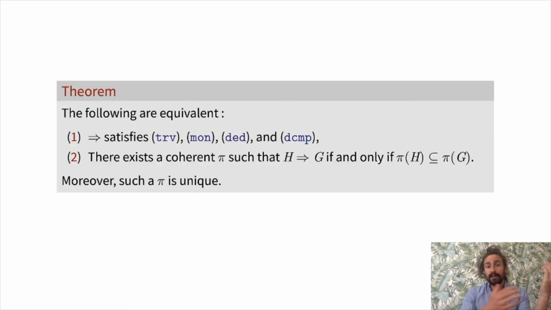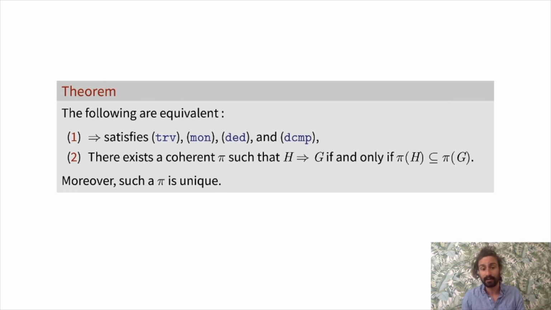Now from this, we can create a coherent interpretation mapping. So this is like a representation theorem, but instead of representing utilities, we're representing implication. We're representing the logical relationship between hypotheses. So if the implication map satisfies these four properties, then there exists a coherent pi such that H implies G exactly when the interpretation of H is a subset of the interpretation of G. And this is identified in the sense that pi is unique. This is the only coherent pi that does this.